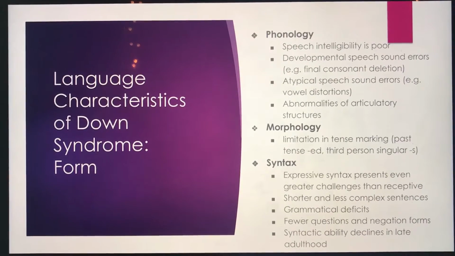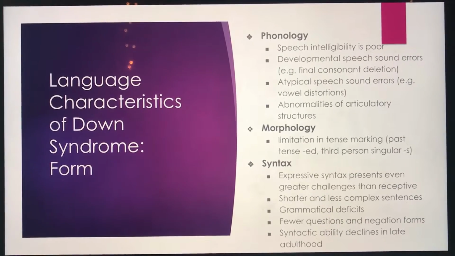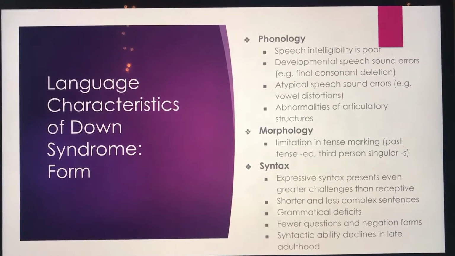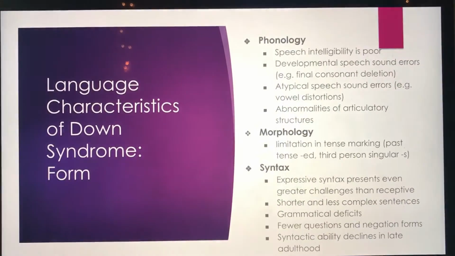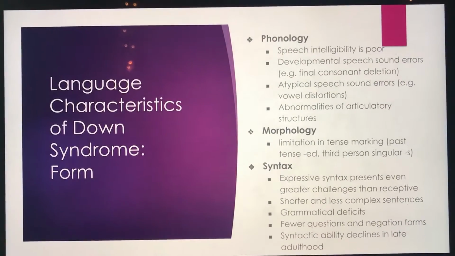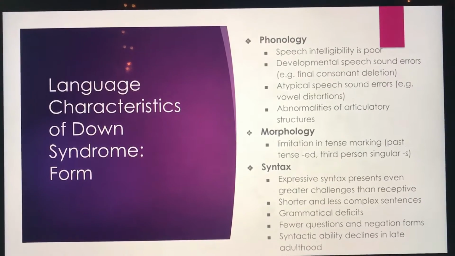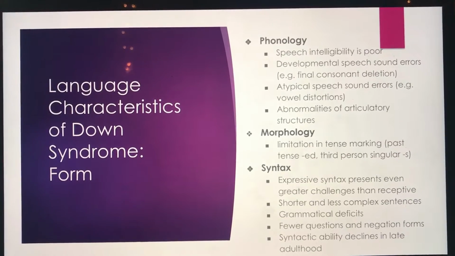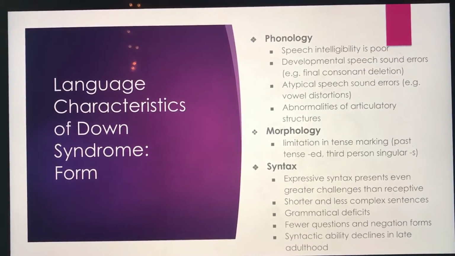Relating specifically to morphology, they typically have a limitation of tense markings. For example, they might not use the ed ending when talking in past tense. Relating to syntax, individuals with Down syndrome tend to use shorter and less complex sentences, and their sentences usually have grammatical errors. Their syntactic ability may decline in their later adulthood.